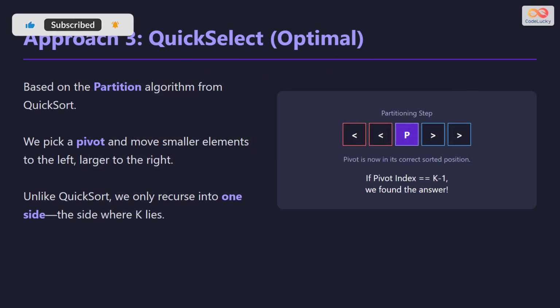For the optimal solution, we use an algorithm called QuickSelect. It uses the same partitioning logic as quicksort. We pick a pivot element and rearrange the array so that smaller elements are on the left and larger ones are on the right. Crucially, we only recurse into the side that contains our target index.